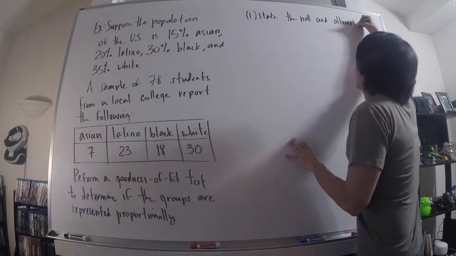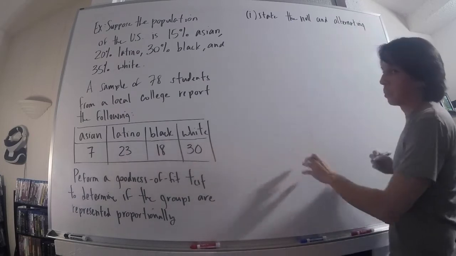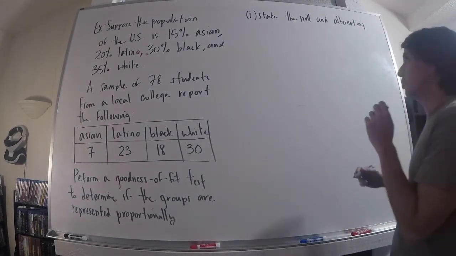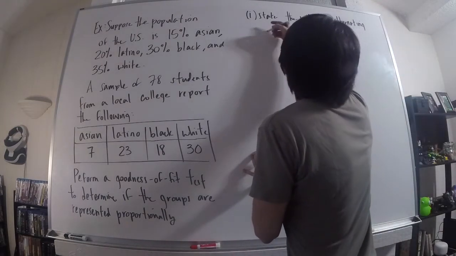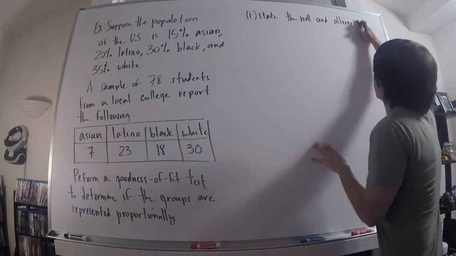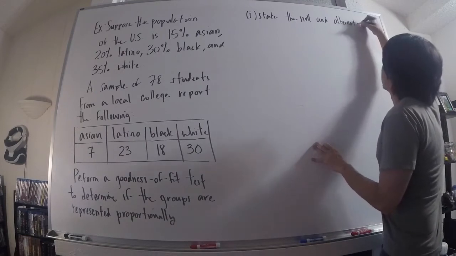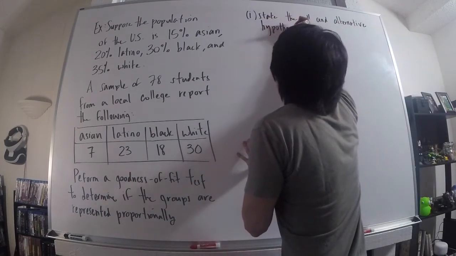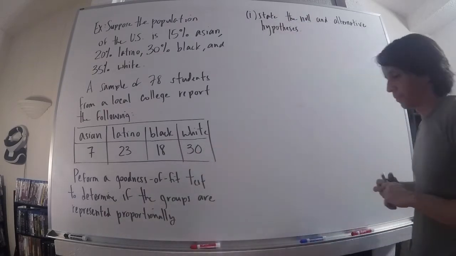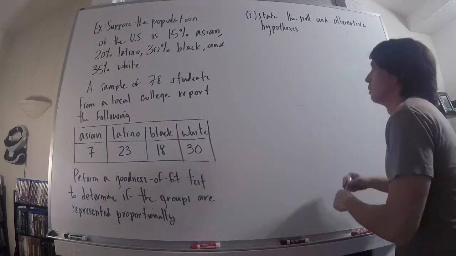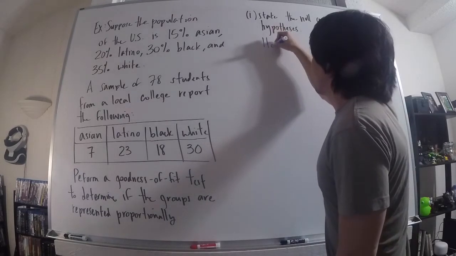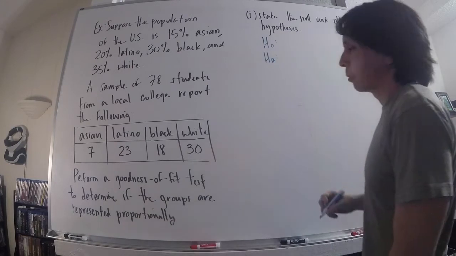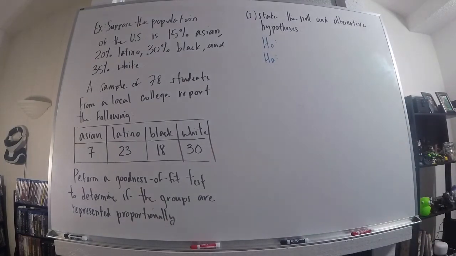I'm going to use Roman numerals, reflecting the same Roman numerals that I did before for the 4 steps, but in the homework it might be A, B, C, D, or just completely different numbers. Stating null and alternative hypotheses. Okay, H0, Ha. You can write them any way you want, but I usually just stack them on top of each other.